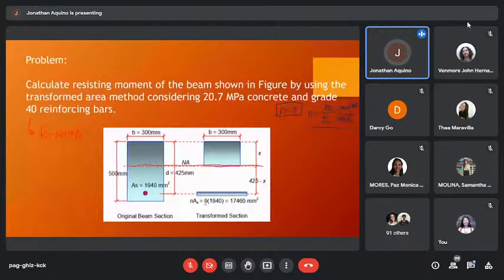So take note that when determining n, always get only the two numbers. For example, kuha nyo ngayon is 9.2, so say n is equal to 9. If 10.5, so say n is equal to 10. Okay? But in some other books, they consider the decimal value of n. Kapag kinumpare nyo, maliit lang yung effect sa moment capacity. Okay?